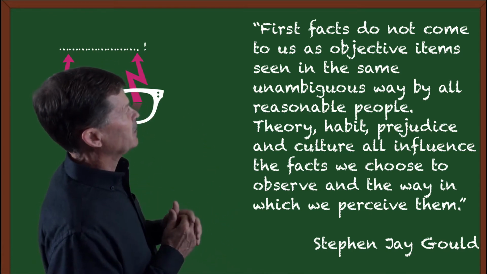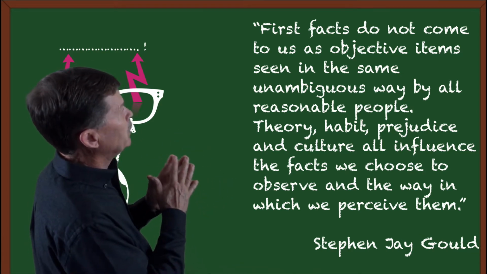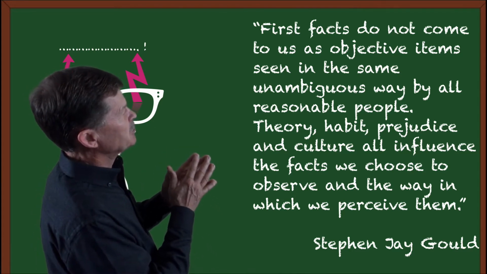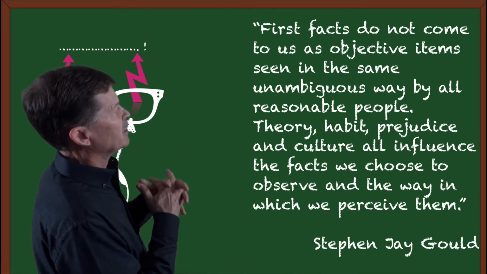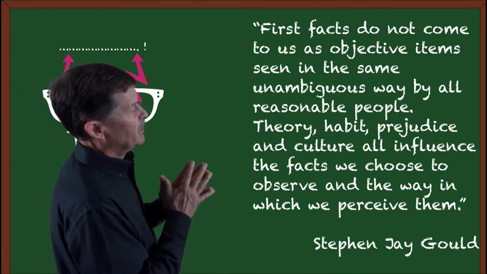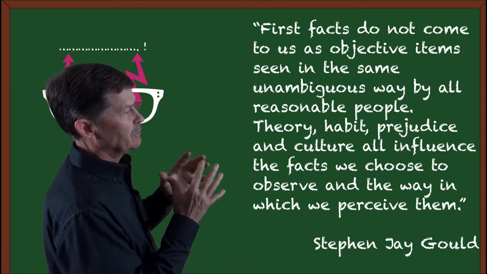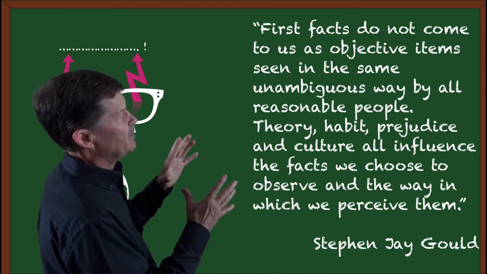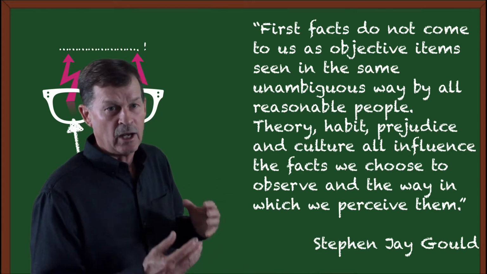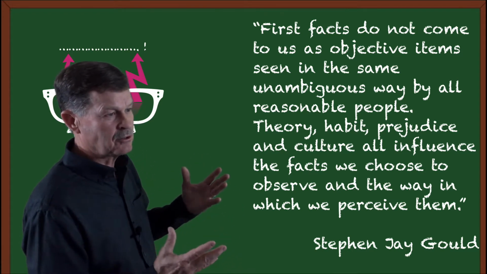He said, "First, facts do not come to us as objective items seen in the same unambiguous way by all reasonable people. Theory, habit, prejudice, and culture all influence the facts we choose to observe and the way in which we perceive them." That was an interesting quote, in that a scientist is saying that and agreeing that there are influences that a person cannot shed, that we all come with our influences, our biases, and we cannot undo them.